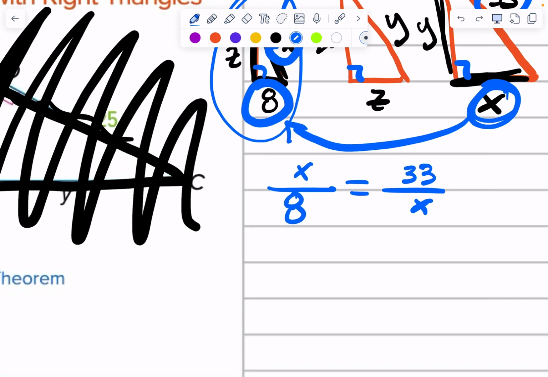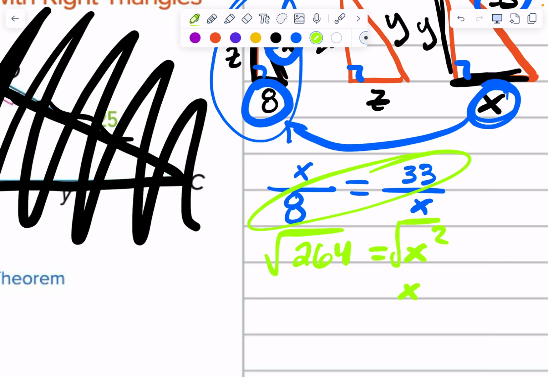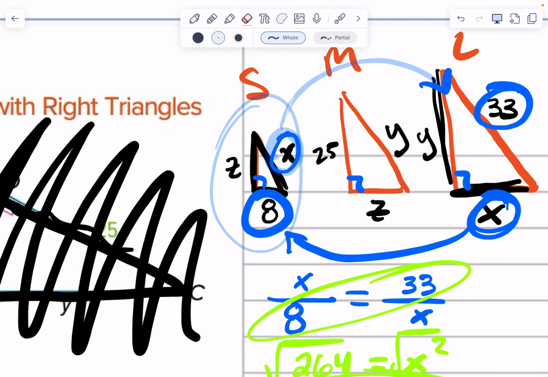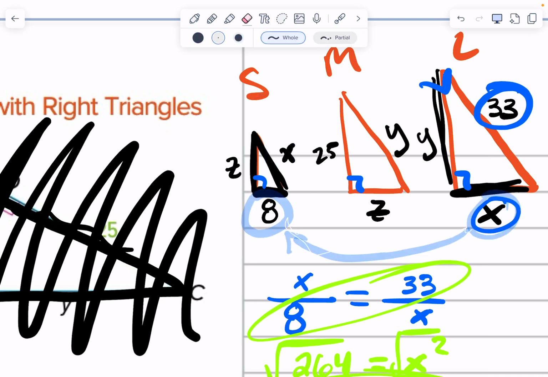This is finding the geometric mean, right? 8 times 33, give me that. 264. 264 equals X squared. Take the square root. X equals 16.2. There you go. There's X. Next. Should we try to solve for Y next? Sure, why not?